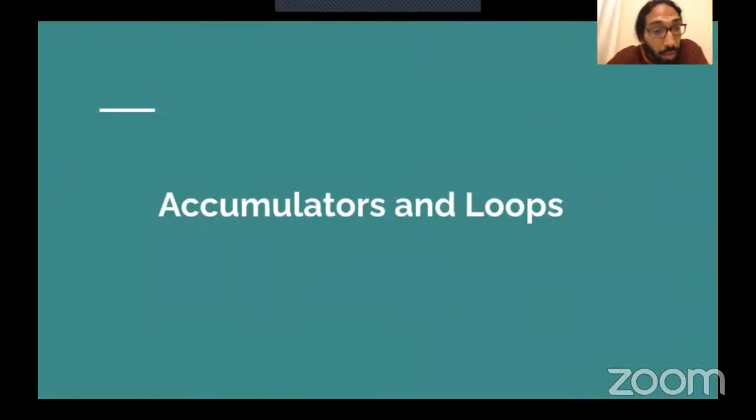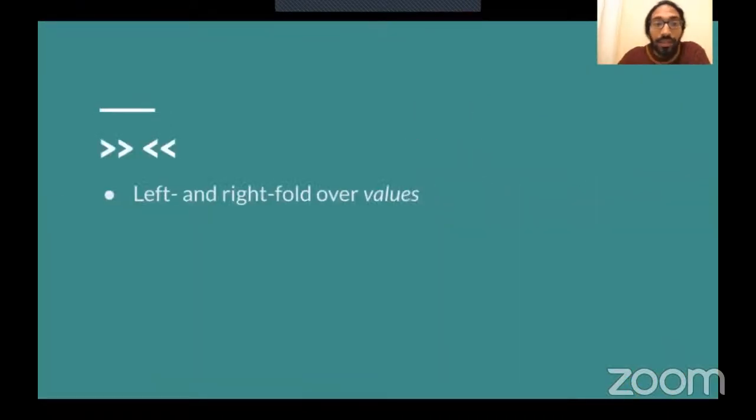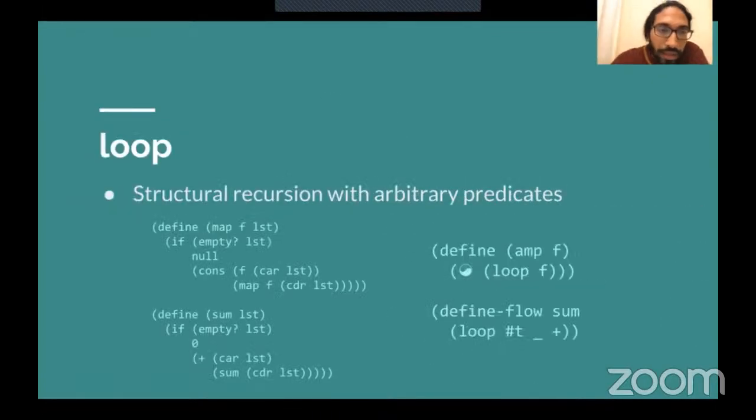There are also some higher order forms, including accumulators and loops. These are left and right folds. If you want to remember which one is the left fold, just look at the direction that it folds in. If it folds on the right, it's a right fold. And these fold over values rather than lists. This is the loop form for structural recursion over values.